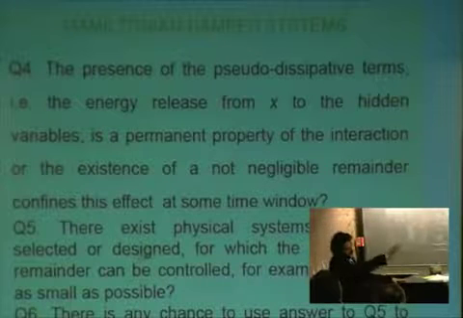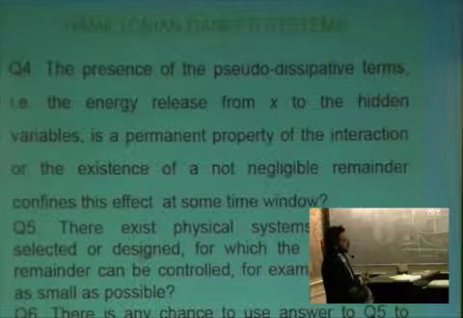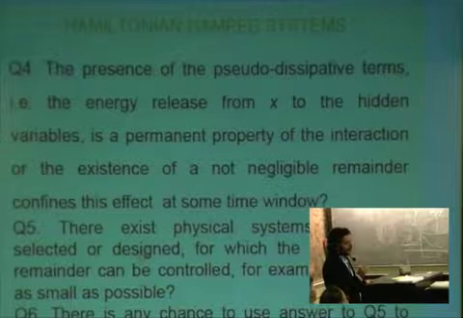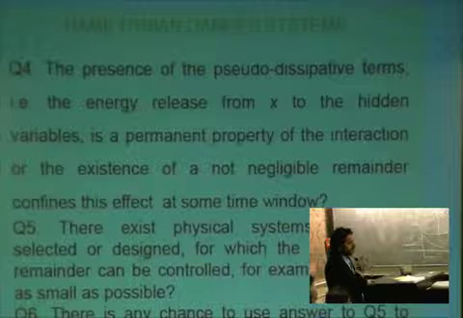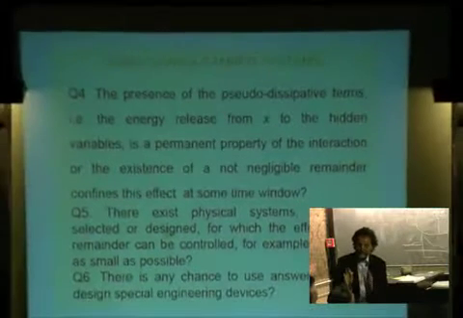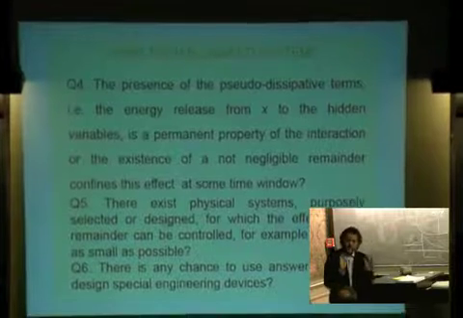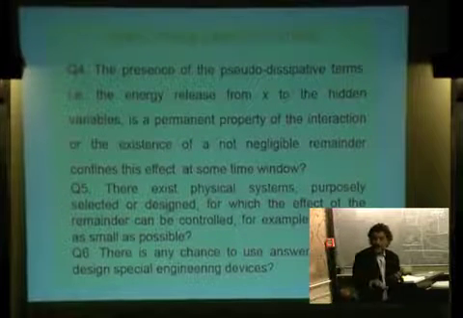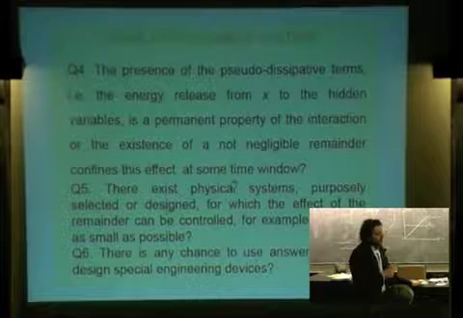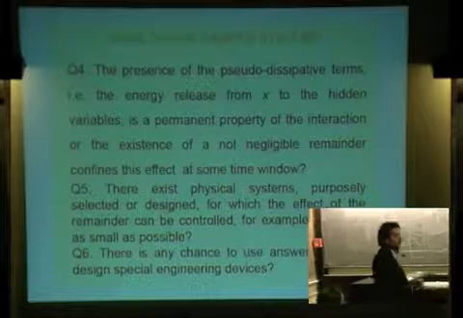Another interesting question that comes from the previous remark: are the presence of these pseudo-dissipative terms, which are based on this energy release to the hidden variables, a permanent property of the system, or does the existence of a non-negligible remainder confine this effect to some time window? Meaning that this is not a permanent property, but just a transient property. So if we observe the system for a limited time, we observe this. But it may well be that after a long time we have something different. It's not clear. Maybe this question is formulated in terms of how much time you need to wait.